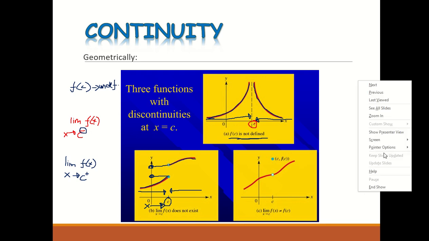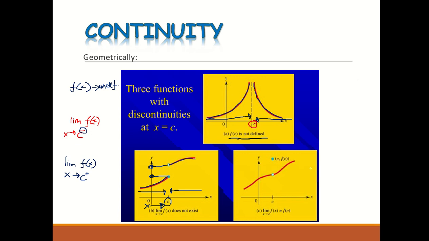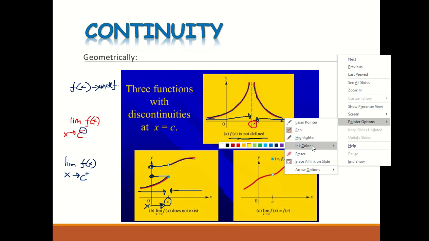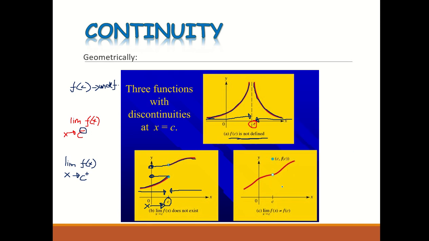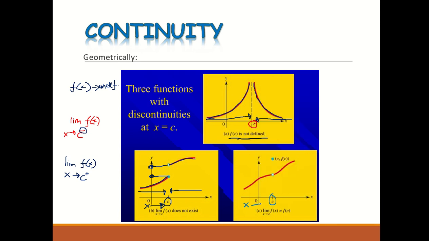And now the last graph here. On our last graph, I'll change color once again. Taking into consideration this graph, once again, this is our C. This is the value where our x approaches to.